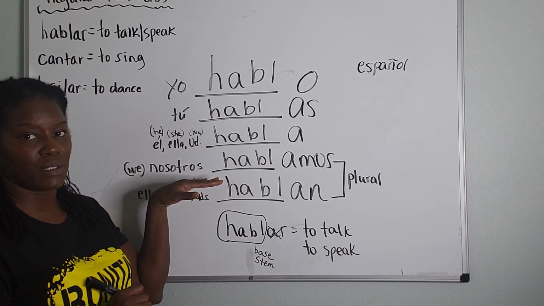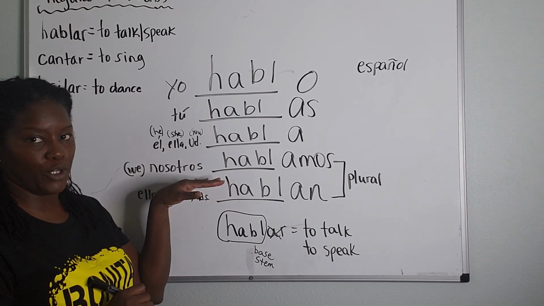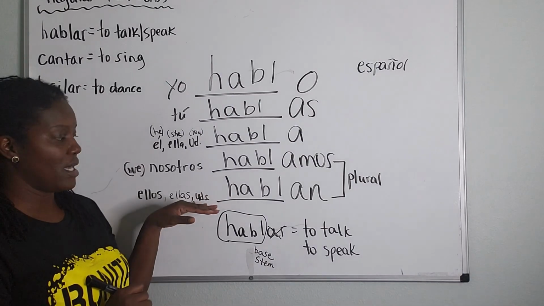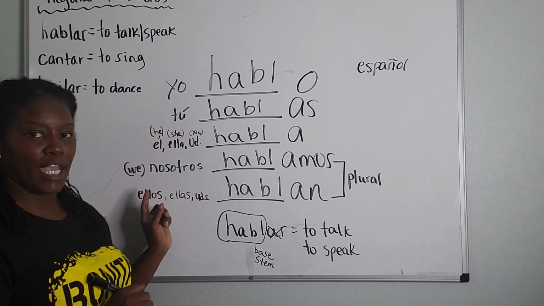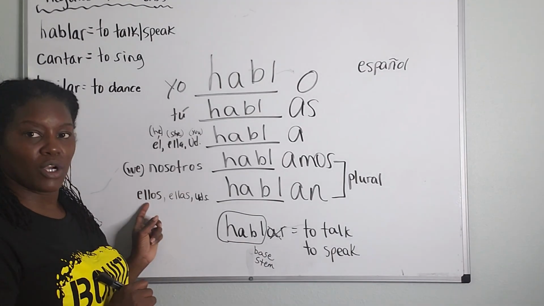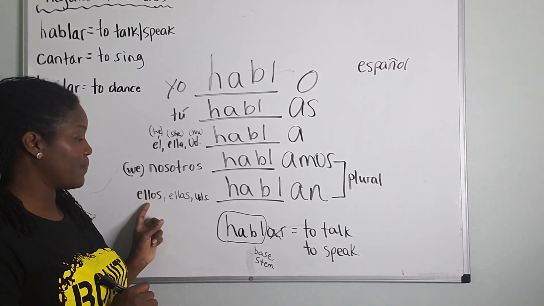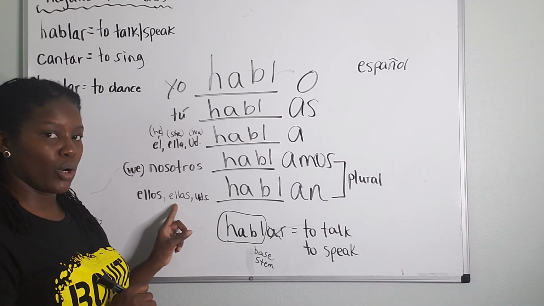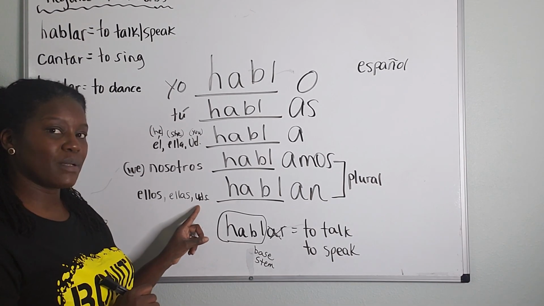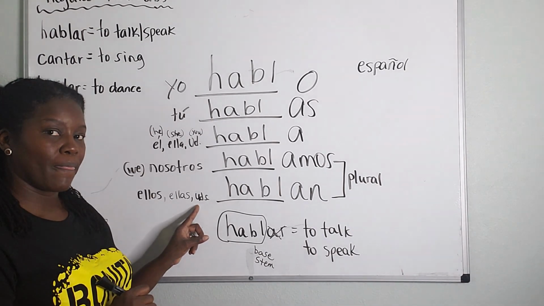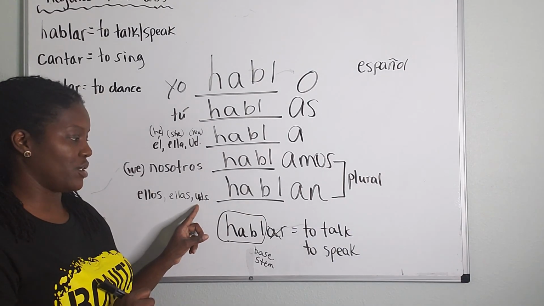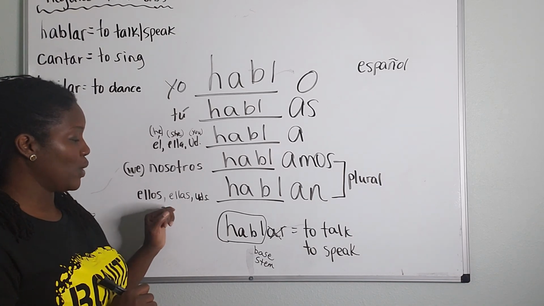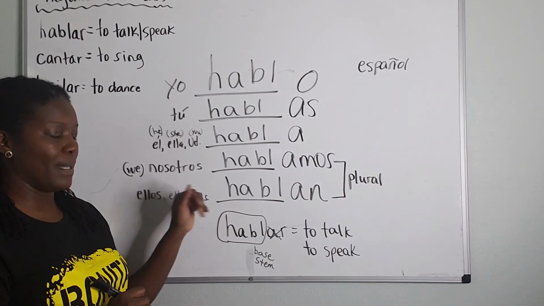Myself is included. Nosotros hablamos español. We speak Spanish. And the last one is they. Ellos hablan. Ellos meaning all boys or a mixed crowd of boys and girls. Ellas means all girls. And ustedes could be a mixed crowd. You just have to determine if it was all boys, all girls. You could just ask questions in conversation. So we have ellos, ellas, and ustedes hablan.